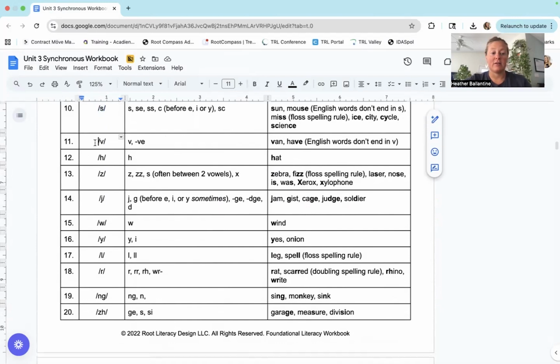So I'll say these incorrectly for you because I think it's really helpful to hear the difference. Va, ha, za, ja. That's incorrect, adding the sound. Here's what they sound like clipped. That's what we want. It's clipped. We're just giving the pure sound. V, h, z, j, w, y, l, r, n, and zh.